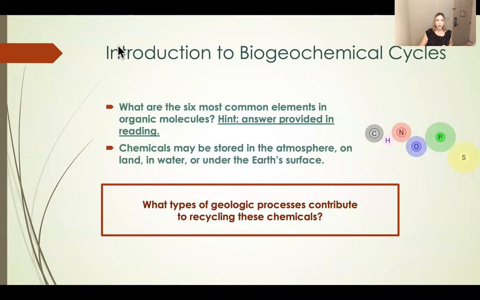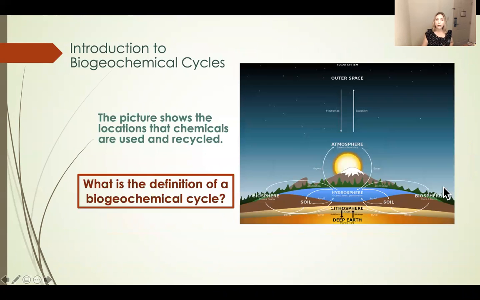Okay, sorry about that. I was having an issue with my PowerPoint. Okay, so in this picture, all I really want you to see here is the different parts of the Earth and where these chemical cycles occur. So we have the atmosphere, right? So there's different layers of the atmosphere, but we are mostly concerned with the layer of the atmosphere that is closest to the Earth's surface.